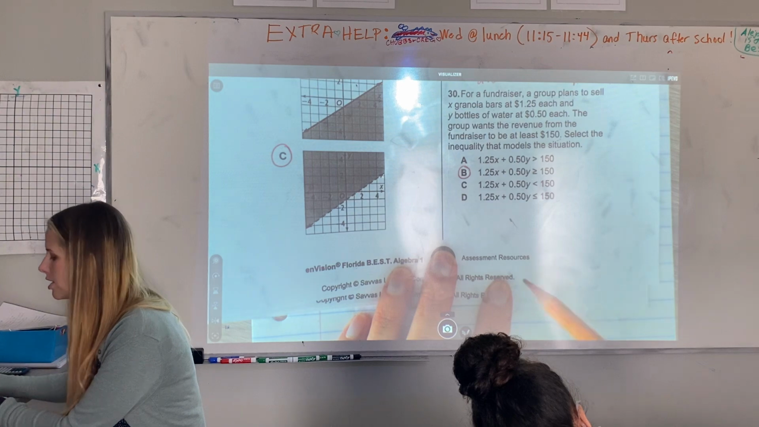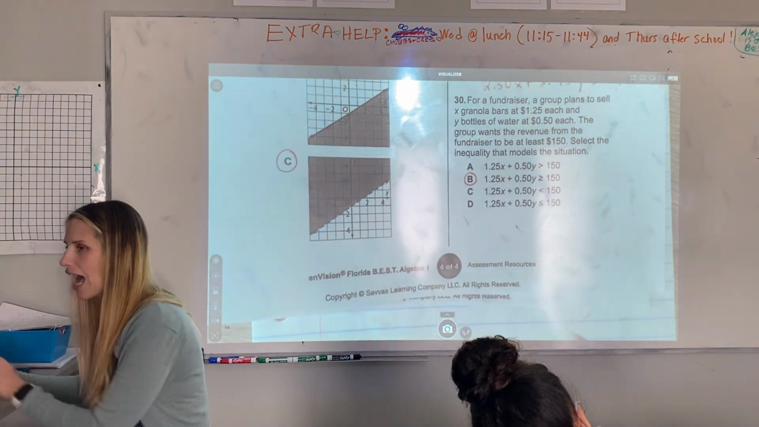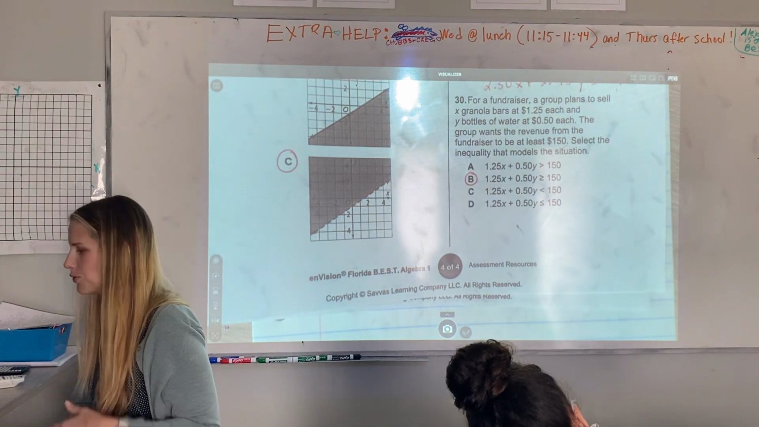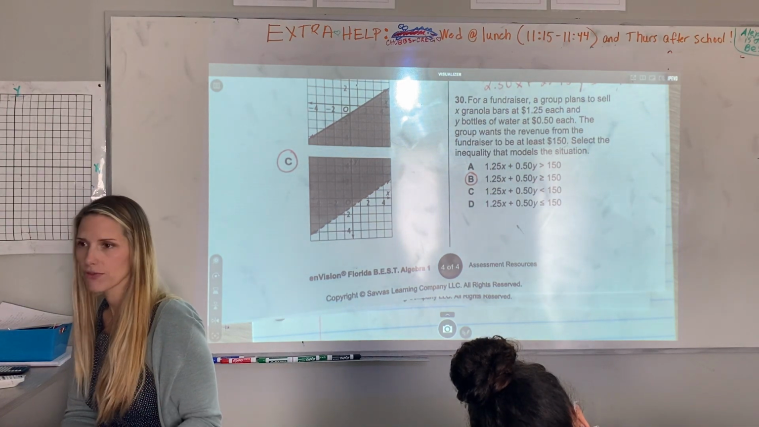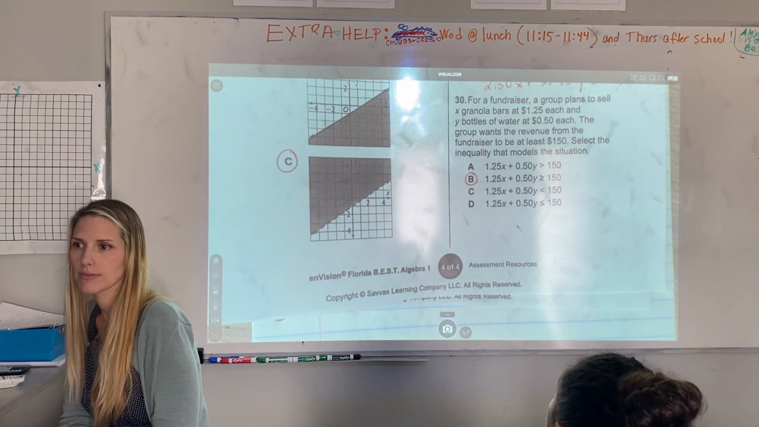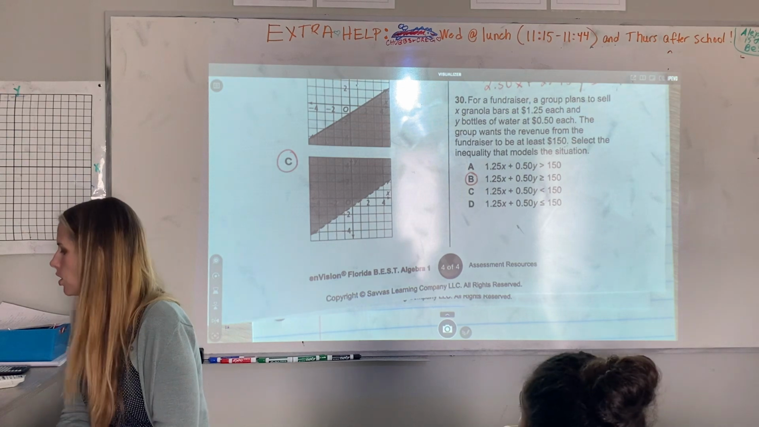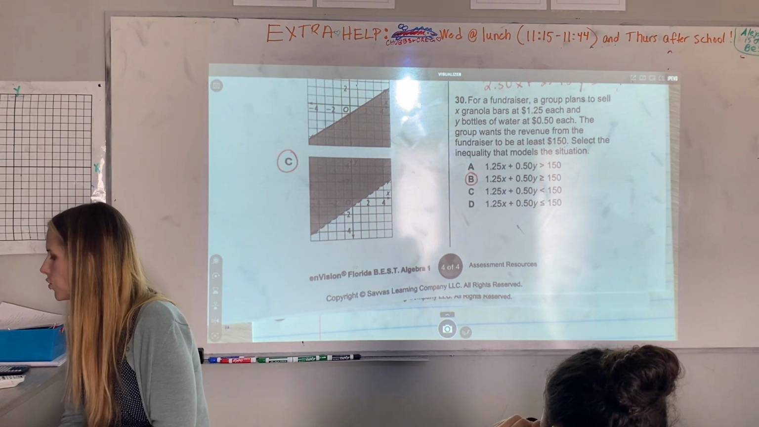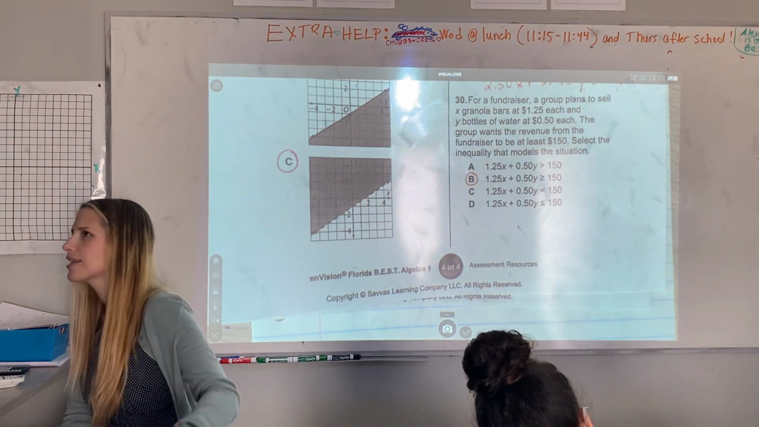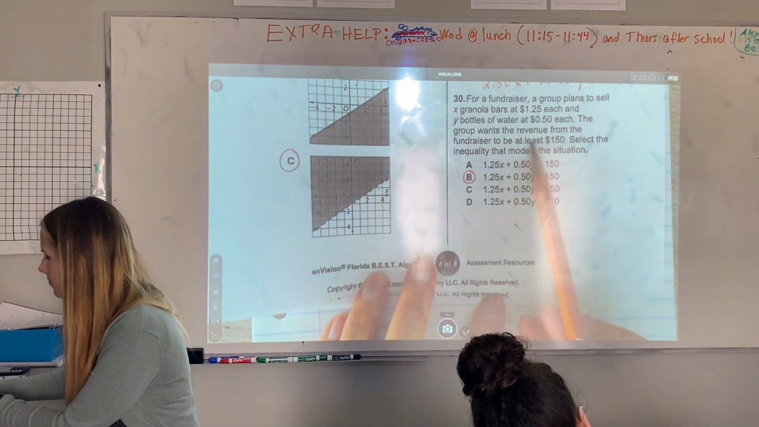Good news on this question is all of the inequalities are exactly the same, so you know that they're set up perfectly. The only difference is what? Yeah, the inequality symbol. So what two words in this entire passage are the most important? At least. At least. Very good.